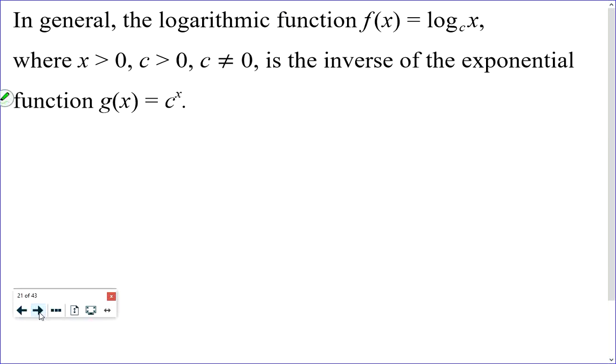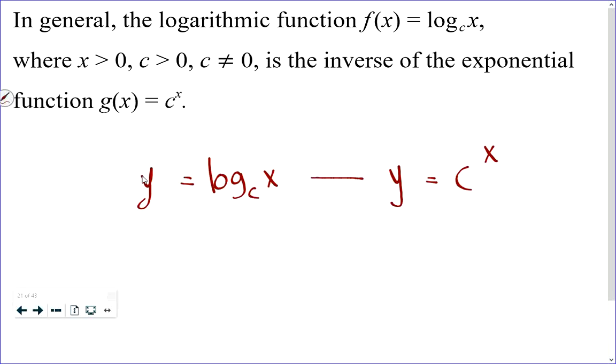So, in general, and we're going to have to talk about what this means, f of x equals log base c of x is a logarithmic function, and it's the inverse of the exponential function g of x equals c to the x. Ignore all of that stuff in the second line that you're looking at up here. I'm telling you that y equals log base c of x and y equals c raised to the x are inverses.